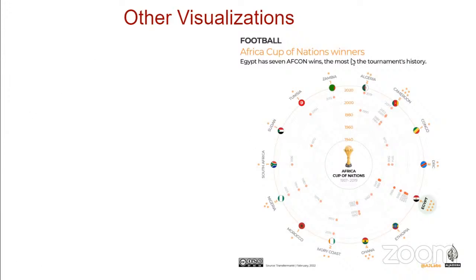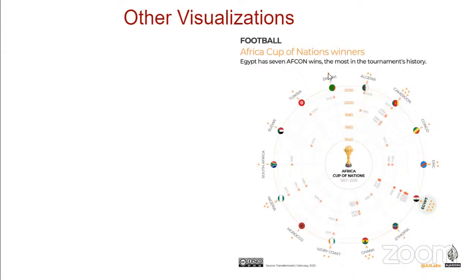So this one here, the first one, we are highlighting African Cup of Nations winners. We have something like a central node, and then we have each year, and then the countries that have won the Cup of Nations. So you see we have a sort of scale: 1940, 1960, and then all the way up to 2020. And then we have the countries being highlighted on these concentric circles. For Algeria, for example, we can show that they won in 1990 and 2019.